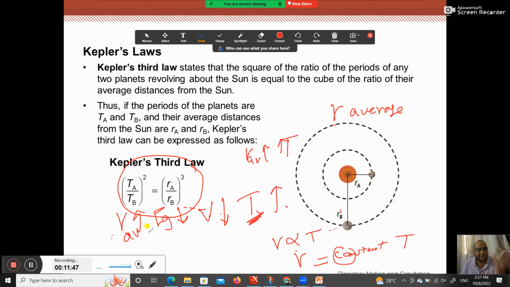Hence, this rule represents a relation between the periodic time, or the time needed to complete one revolution around the sun, and the radius of the circular path, or the average radius between the sun and the planet itself.